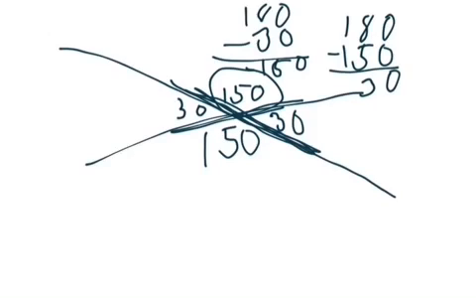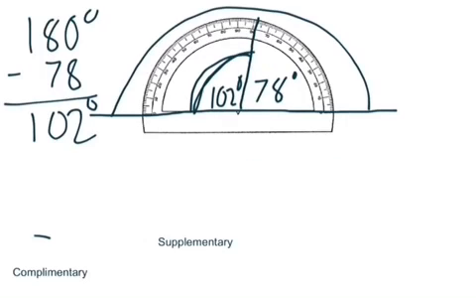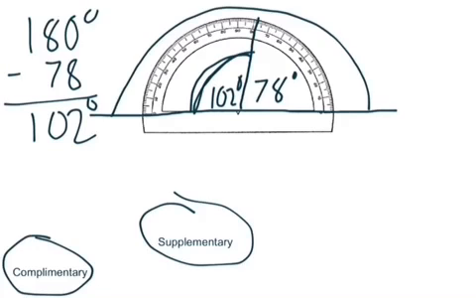So remember, complementary angles are 90-degree angles that we can figure out, and supplementary angles are 180-degree angles that we can figure out. All right?